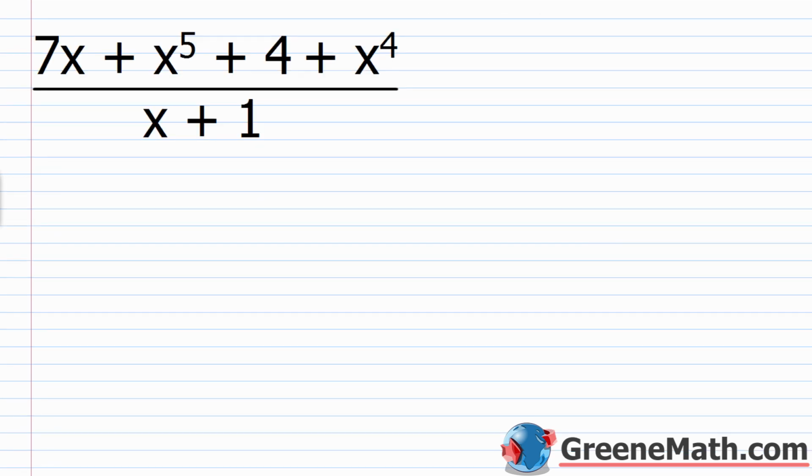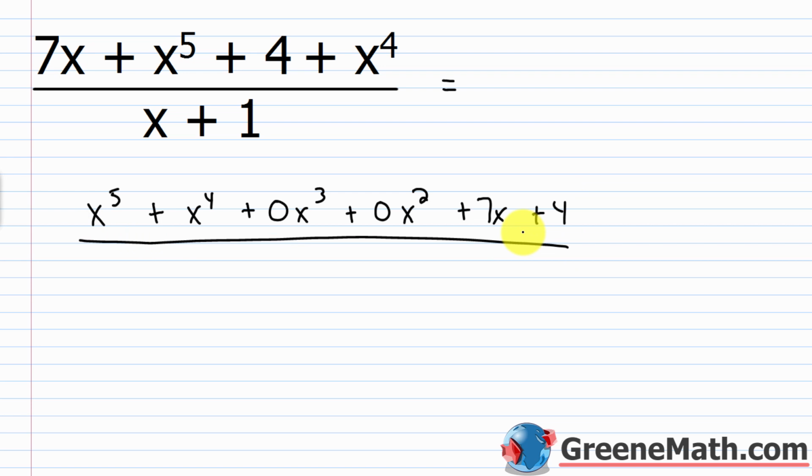All right, for the next one, we're looking at 7x plus x to the 5th power plus 4 plus x to the 4th power over x plus 1. So again, I'm going to rewrite my numerator and denominator in standard form. I'm going to start out with x to the 5th power, then plus x to the 4th power. I'm missing x cubed and x squared, so I'm going to put plus 0x cubed plus 0x squared, and then plus 7x, and then finally plus 4.